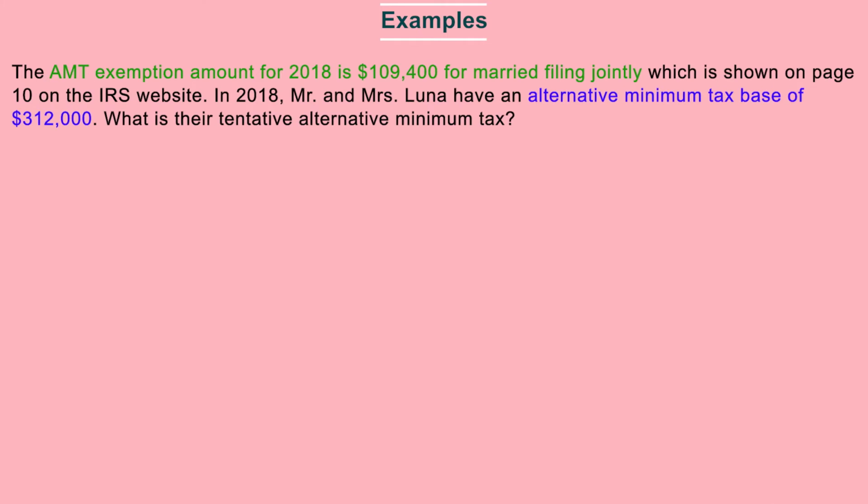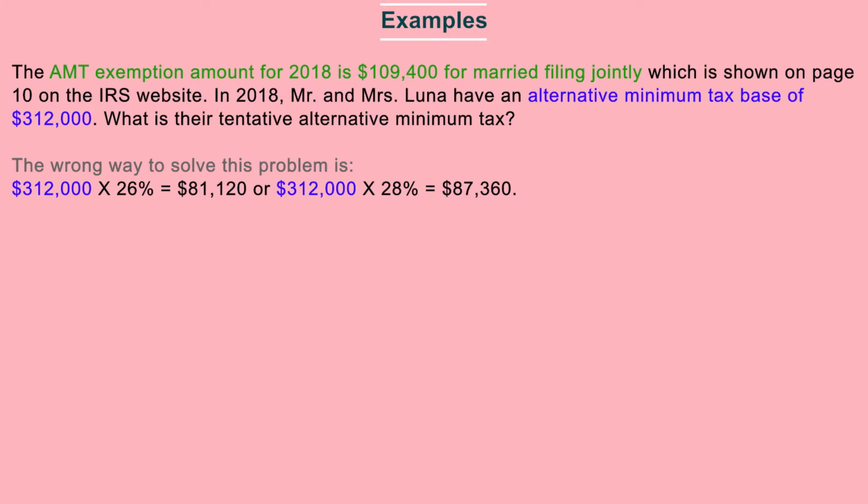The IRS has examples on their website. I'm going to make a few changes for easy understanding and to be up to date. The AMT exemption amount for 2018 is $109,400 for married filing jointly, which is shown on page 10 on the IRS website. In 2018, Mr. and Mrs. Luna have an alternative minimum tax base of $312,000. What is their alternative minimum tax?